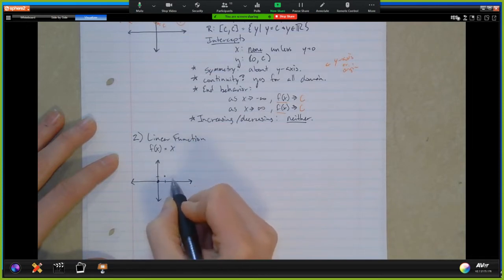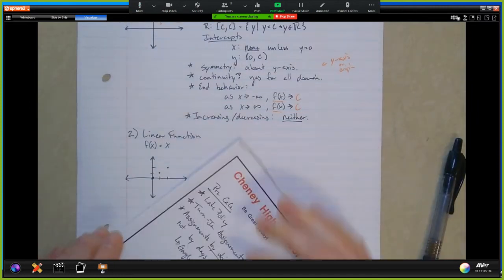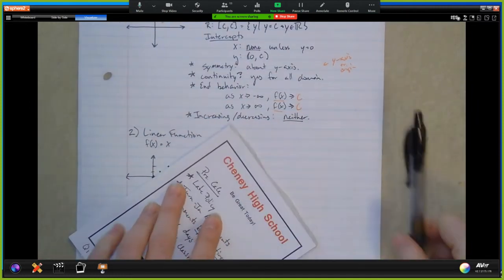Okay, 12th graders, last name beginning with C, head down to the auditorium for your pictures. 12th grade, last name beginning with C.